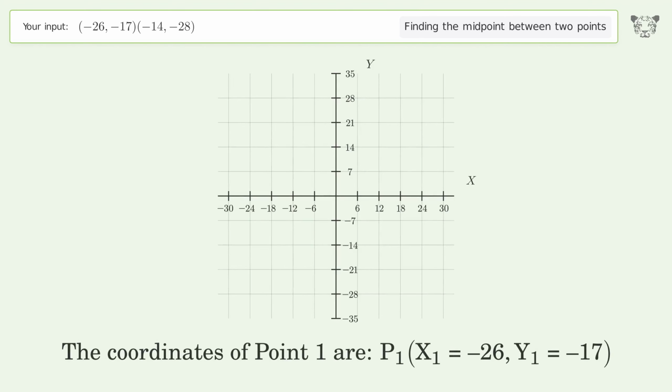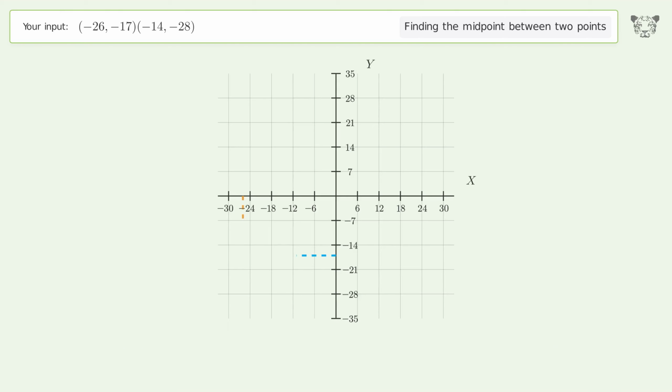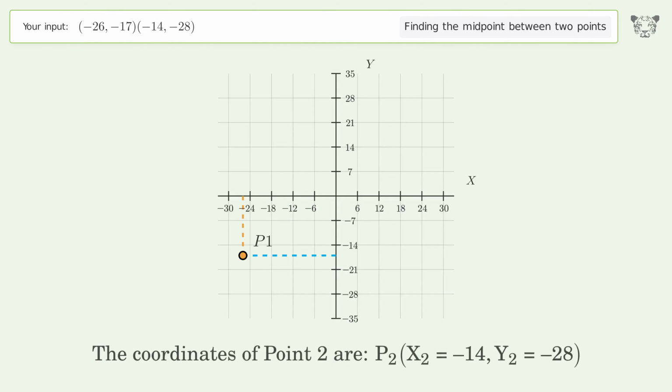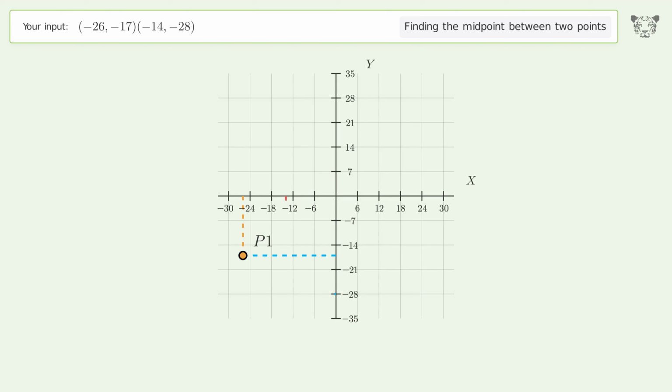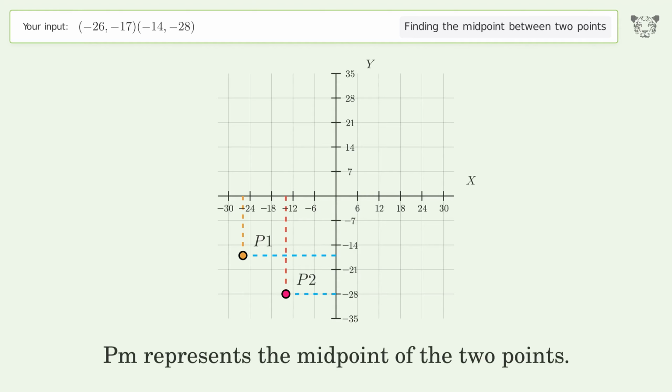The coordinates of point 1 are, x1 equals -26, y1 equals -17. The coordinates of point 2 are, x2 equals -14, y2 equals -28. PM represents the midpoint of the 2 points.